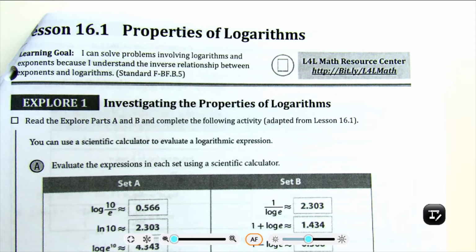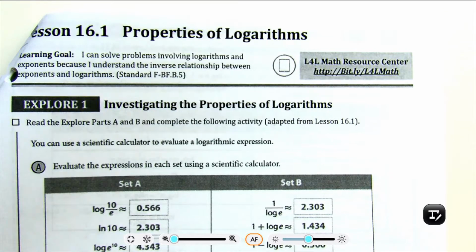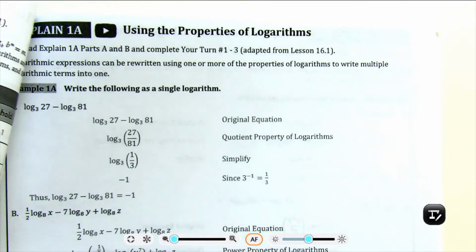Hello class, this is lesson 16.1, properties of logarithms. The learning goal for this lesson is to know how to solve problems involving logarithms and exponents. What we're going to be doing is looking at some properties of logarithms and using those properties to, one, expand logarithms, and two, combine logarithms. And we're going to start on page 28.